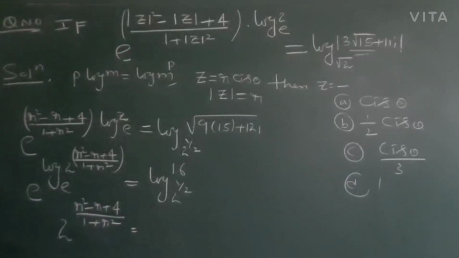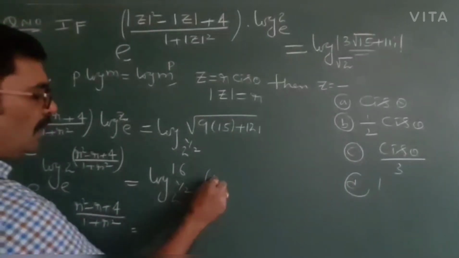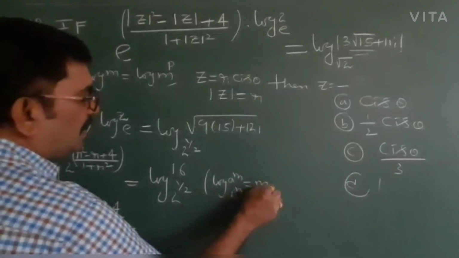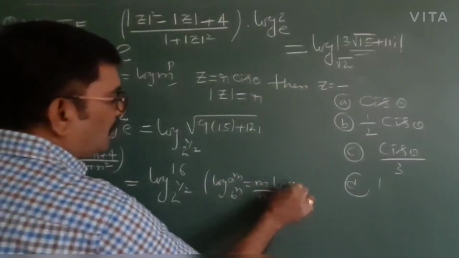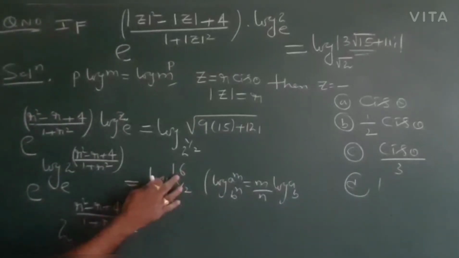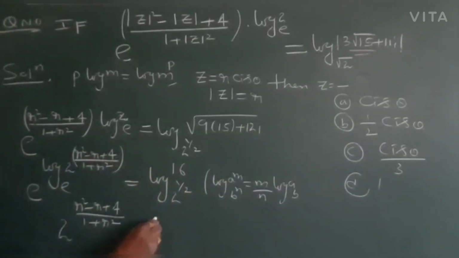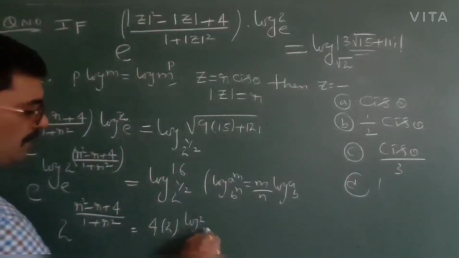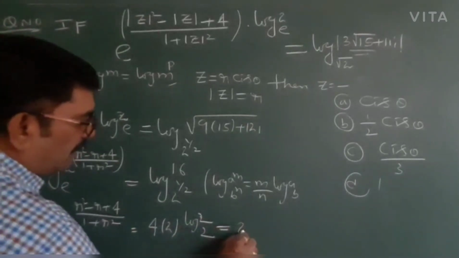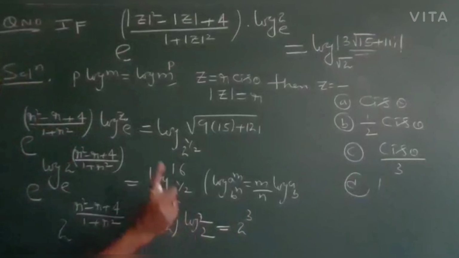Now there is another formula: log of a power m, b power n is nothing but m by n into log a base b. So I can write this one as 2 power 4 is 16, the right side becomes 4 into 2, log 2 base 2, it becomes 8. Now 8 is nothing but 2 cube, and log 2 base 2 is 1.